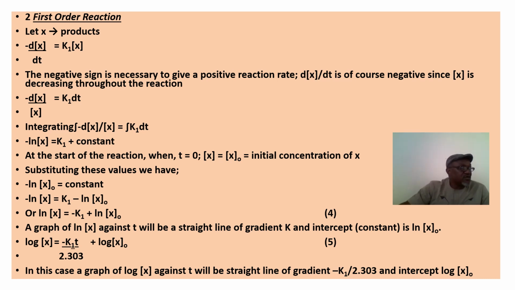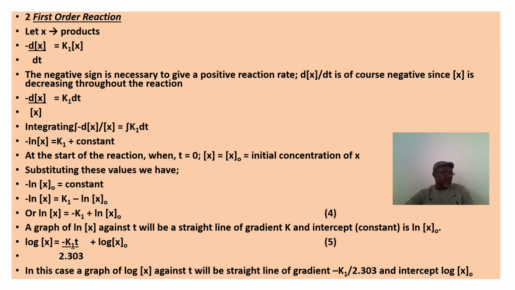If you're integrating 1 over x, you'll get ln x. Now we'll go back to the initial boundary conditions for us to be able to get this constant. At the start of the reaction, when t is equal to 0, x will be equal to x0, that's the initial concentration of x. We substitute, and our constant will be equal to minus ln x0. So we'll now solve, and we'll get ln x is equal to minus k1t plus ln x0.